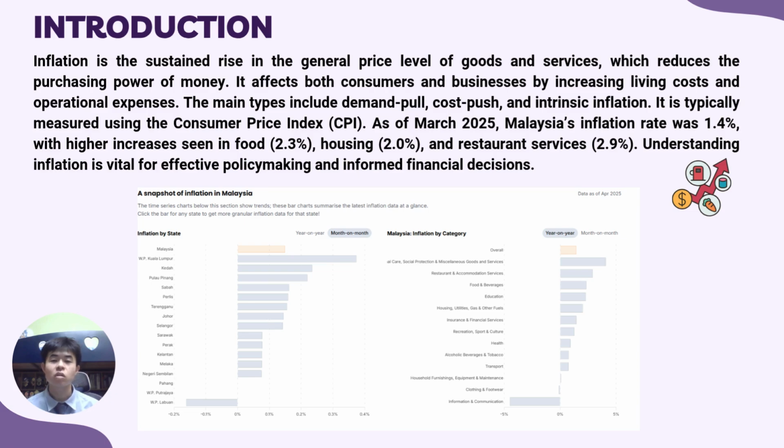As of March 2025, Malaysia's inflation rate was 1.4%, with higher increases seen in food 2.3%, housing 2%, and restaurant services 2.9%. Understanding inflation is vital for effective policy making and informed financial decisions. And the picture below is the graph for CPI, Consumer Price Index of Malaysia in 2025.